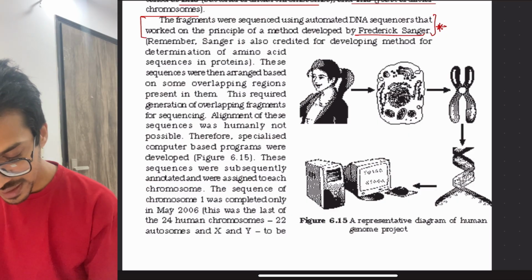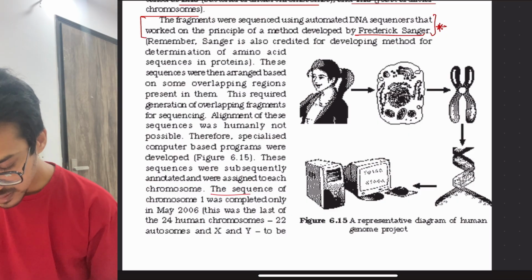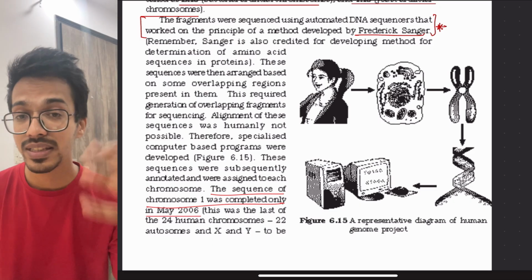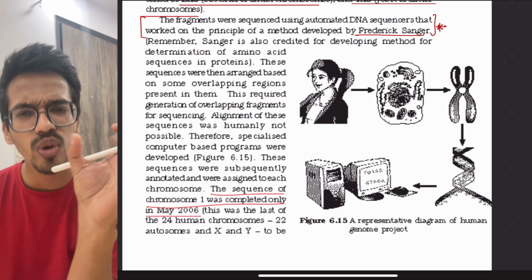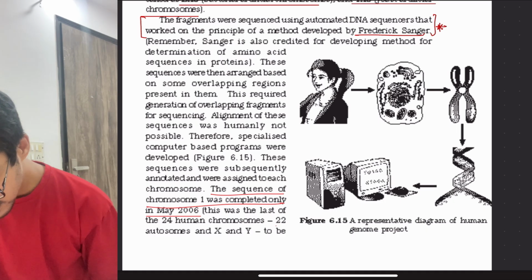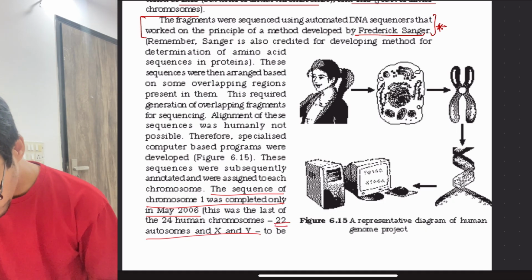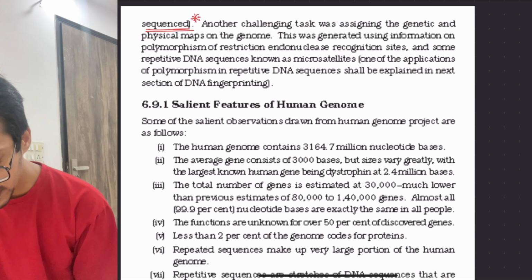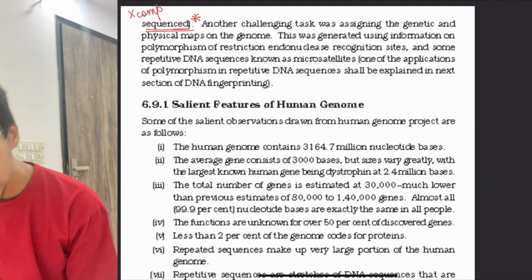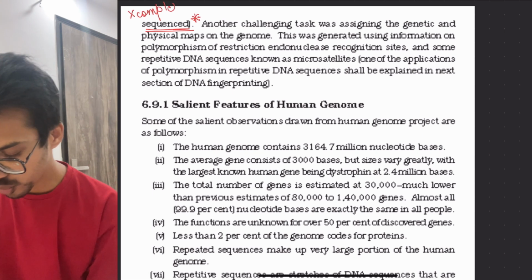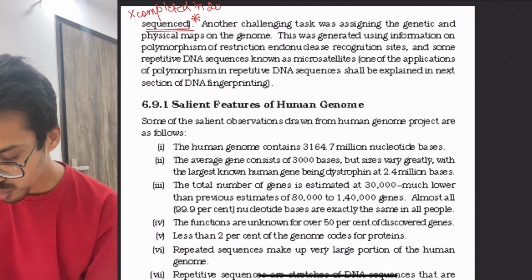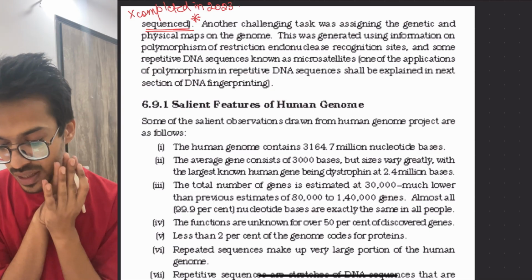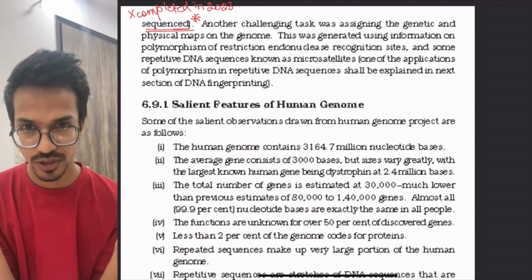Now a very important fact that I have told you beforehand is that the sequence of chromosome number 1 was completed in 2006, but we said that most of the work was done in 2003, just the comprehending work was left. And there are still chromosomes X and Y yet to be completed. X was completed in 2023, which I have told you.